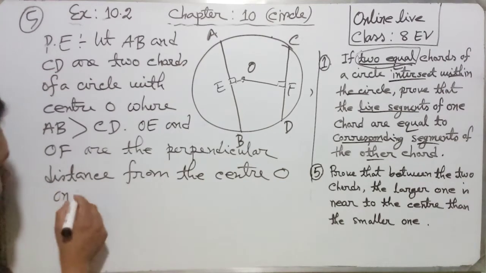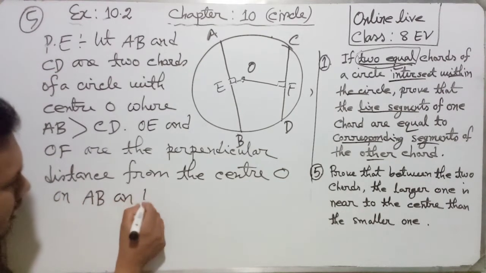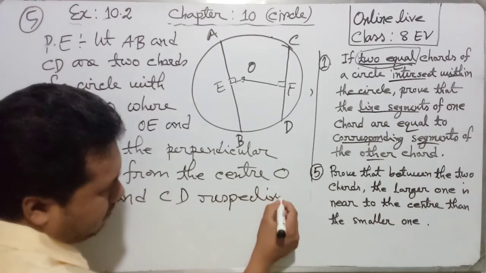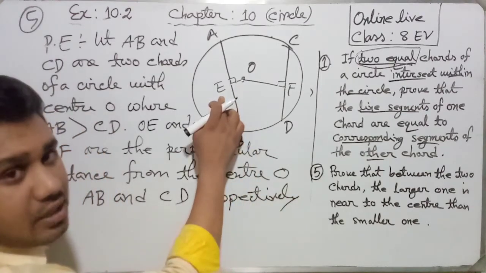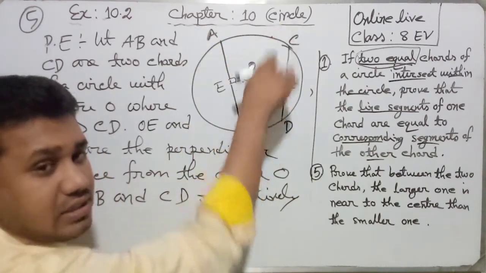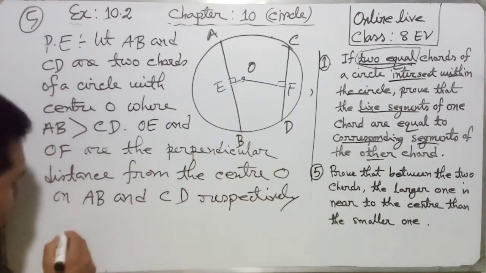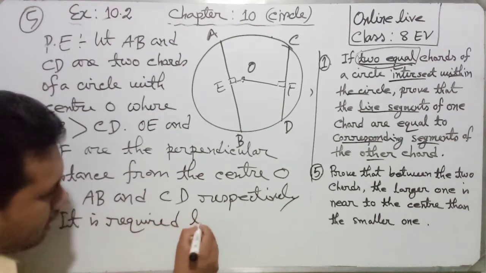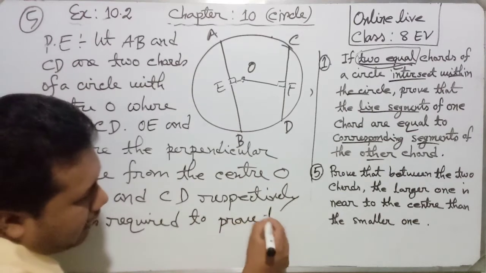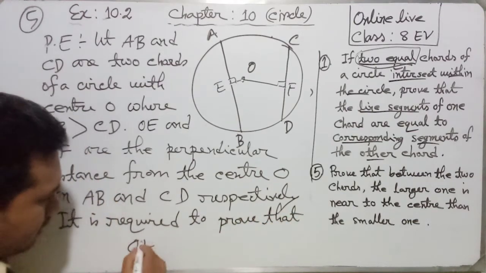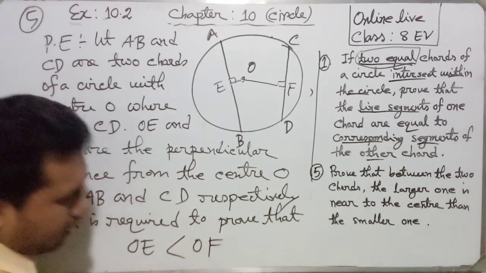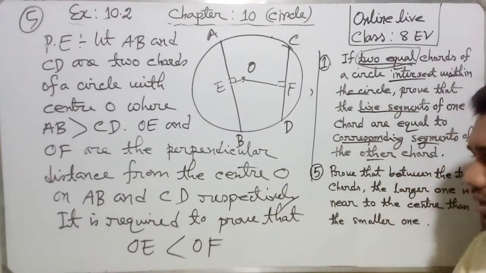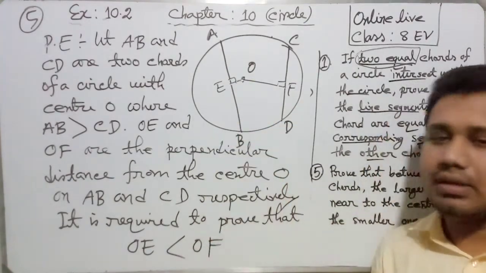on AB and CD respectively. So we can say OE is the perpendicular on AB, and OF is the perpendicular on CD. Now it is required to prove that OE is smaller than OF. That means OE smaller than OF. We have to prove this one. So dear students, this is our particular enunciation.